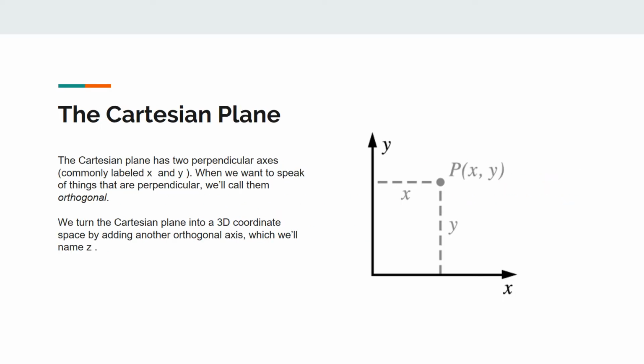We can use the Cartesian plane for most of that once we add the z-axis. And the important bit here is understanding orthogonality, which is simply when we want to talk about things that are perpendicular to other things.